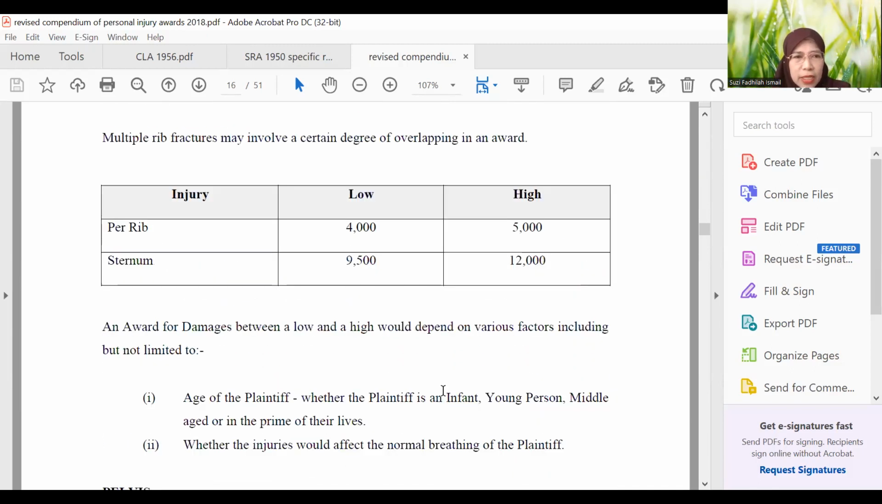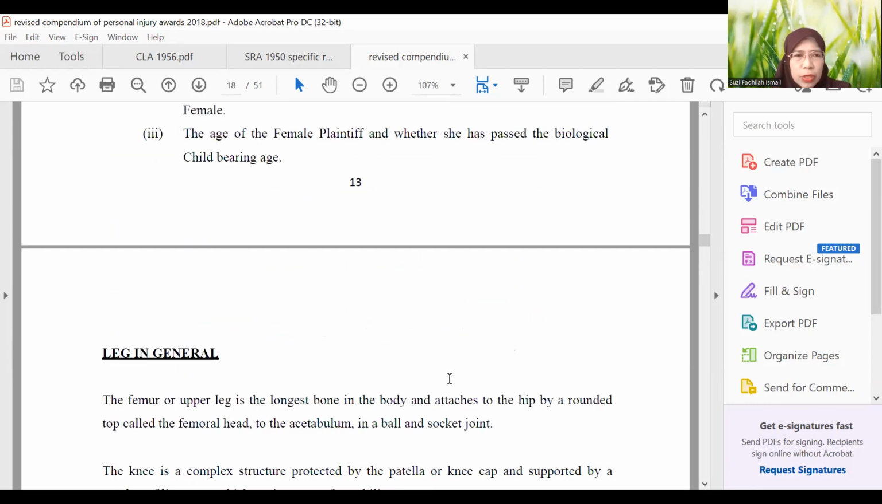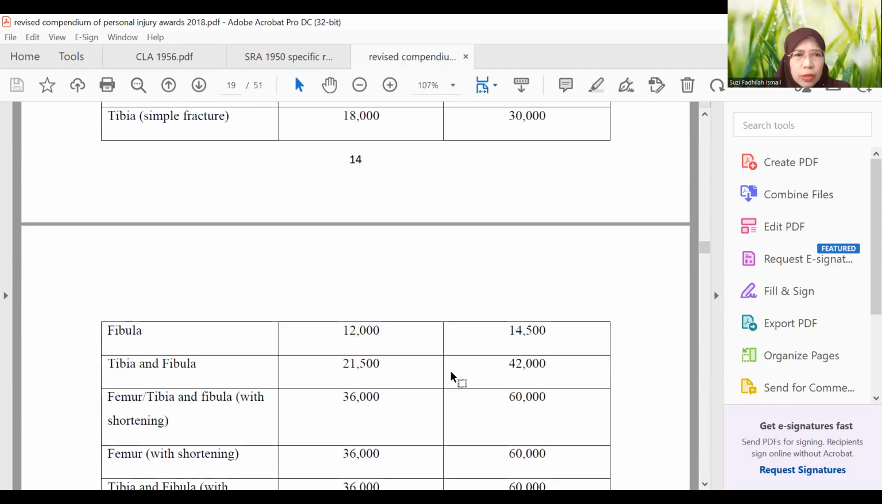We are looking at the eye just now. Let me, sorry, I have to scroll down. Does it make you dizzy? I'm scrolling down.